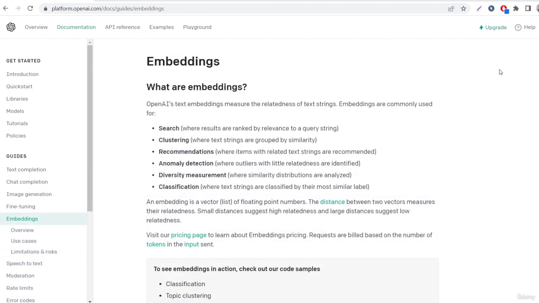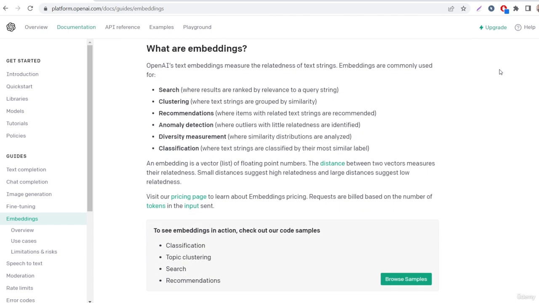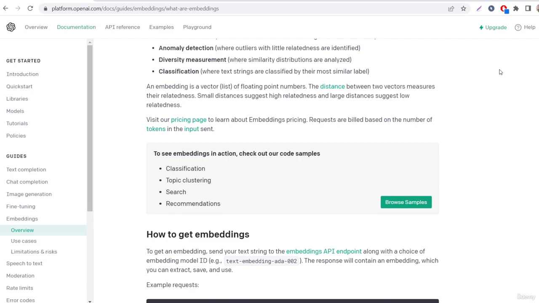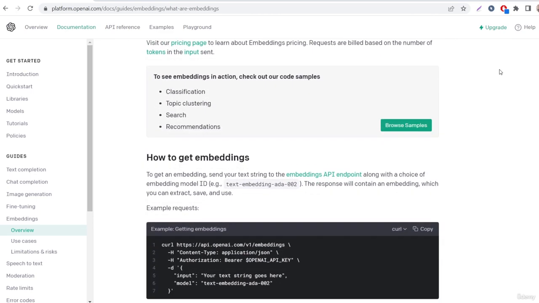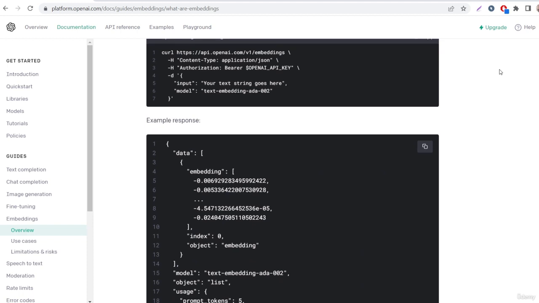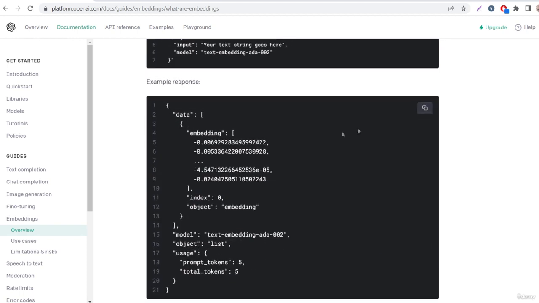Let me explain now what embeddings are. Embeddings are numerical representations of text that can be used to measure the similarity between two pieces of text. Let's take an example to understand embeddings better. Imagine we have a set of words such as dog, cat, and mouse. We can represent each word as a vector in a multidimensional space, where each dimension represents a certain aspect or feature of the word. For instance, one dimension could represent the animal's size, another could represent its color, and so on. The interesting thing about embeddings is that similar words or words with similar meanings are represented by vectors that are closer to each other in the high-dimensional space.